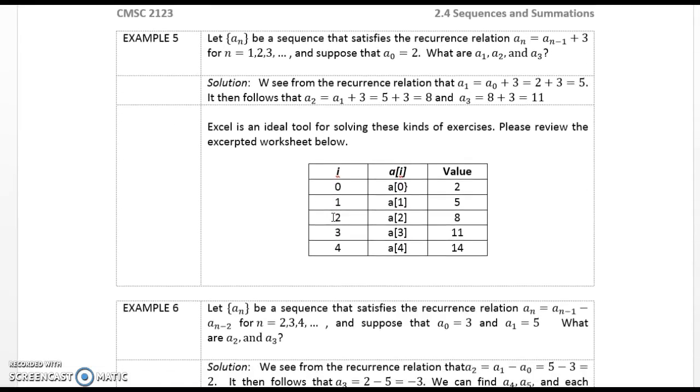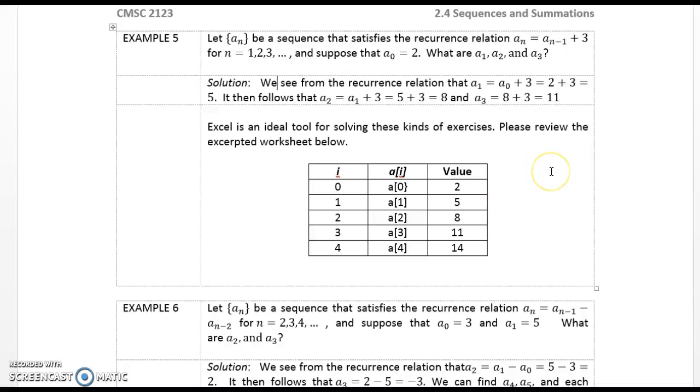Example 5. Let A sub n be the sequence that satisfies the recurrence relation A sub n equals A sub n minus 1 plus 3 for n equal 1, 2, 3, and suppose that A sub 0 is equal to 2. What are A sub 1, A sub 2, and A sub 3? Solution.